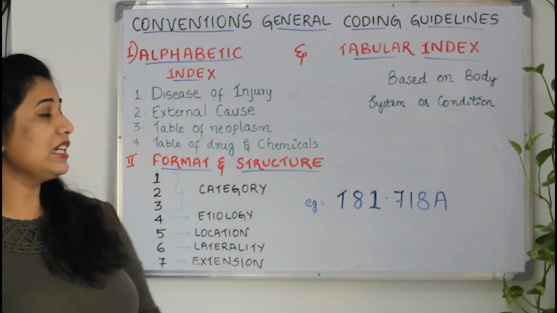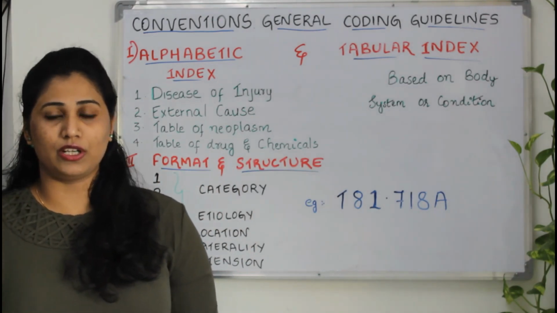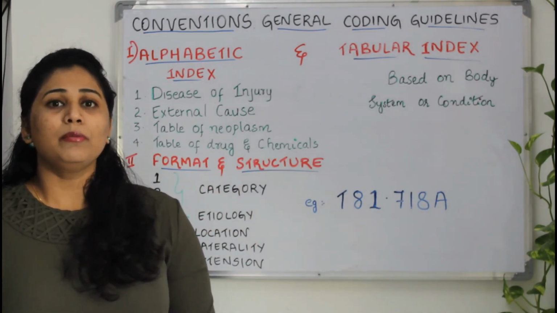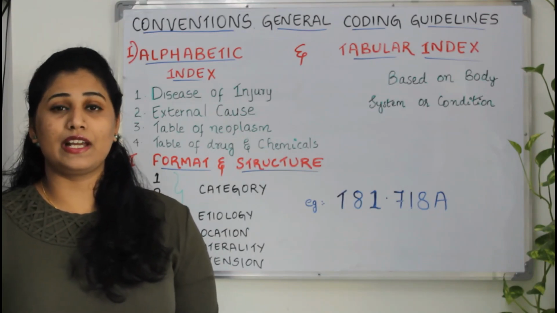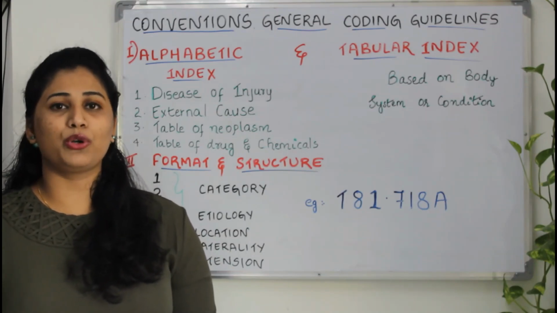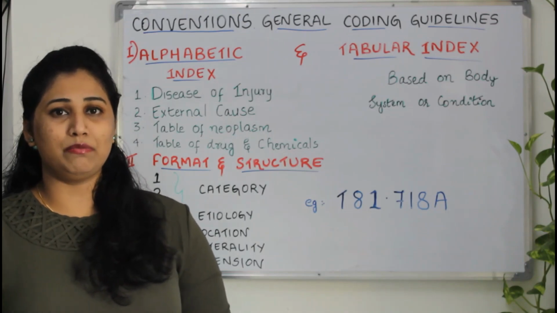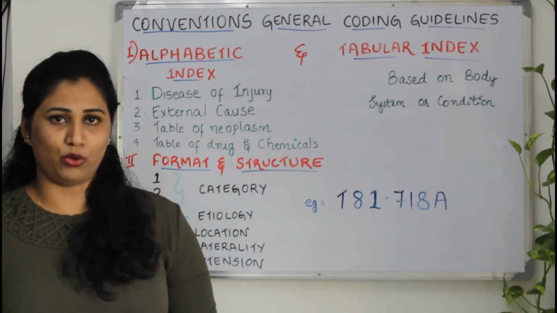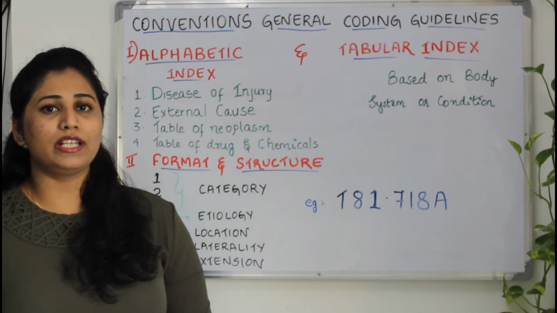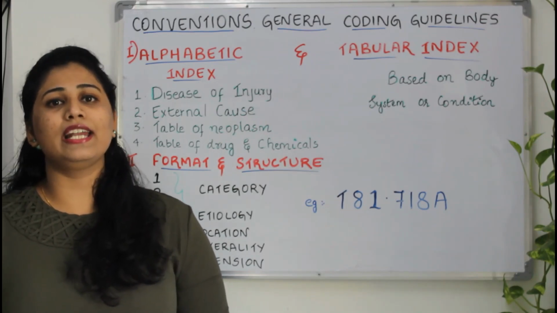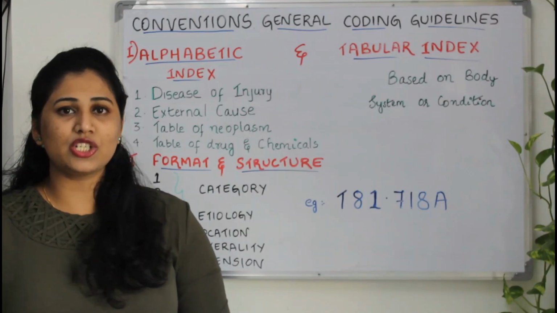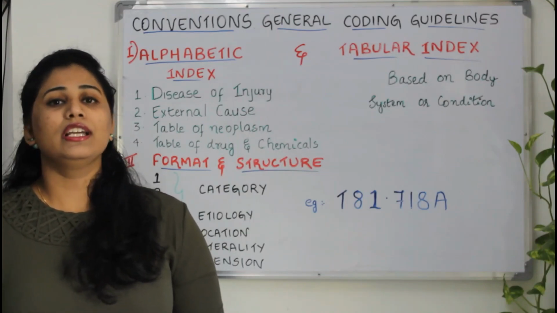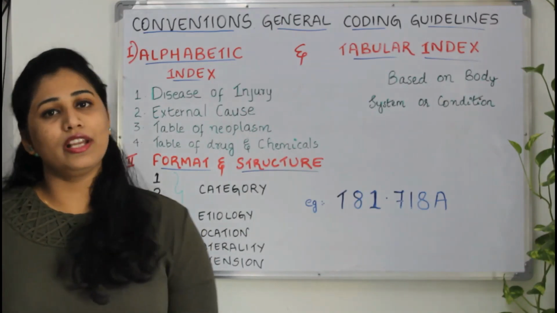Okay, so in that alphabetical index there are four subdivisions. The first one is diseases or injury. For example, if you want to check bronchitis, the diagnosis you need to code, you will go to the alphabet B and then find bronchitis. Likewise, all the diseases and injuries come under the initial portion of your ICD book, that is diseases or injury.